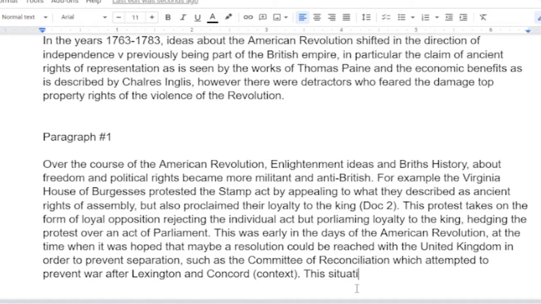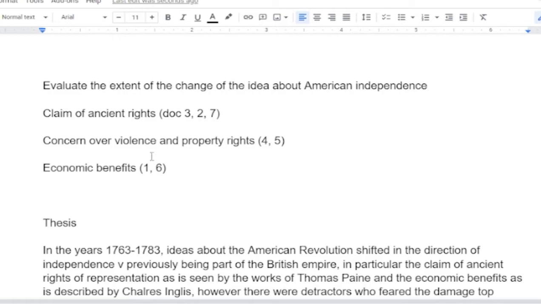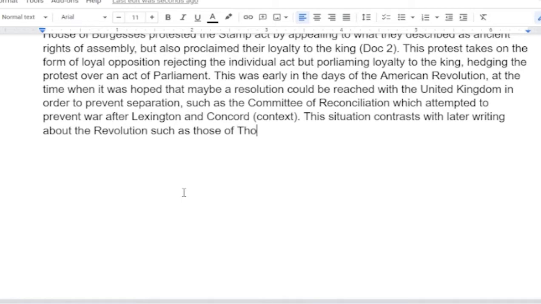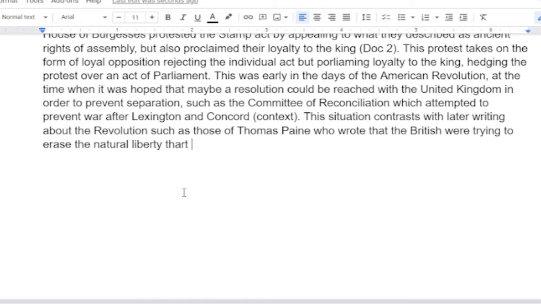this situation contrasts with later writings about the revolution, such as those of, let's see, document 7 is Thomas Paine, that's in the midst of the revolution. We'll just do Thomas Paine. It's the easiest one. We might even just leave off the third document. Such as those of Thomas Paine, who wrote that the British were trying to erase the natural liberty that Americans had a right to, right?